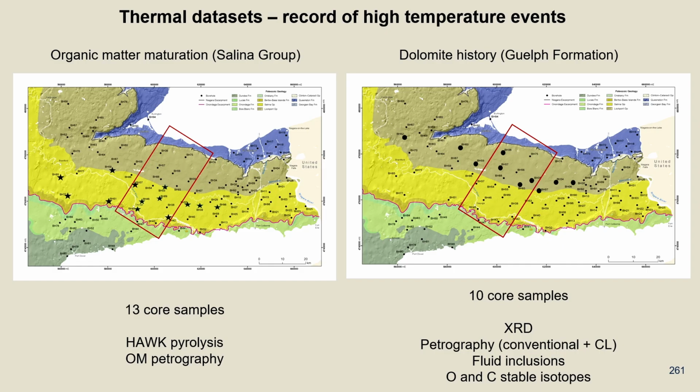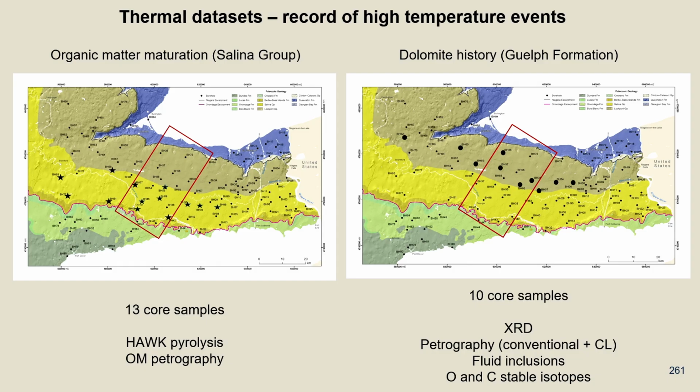Let's go back now to the area of interest. How can we document the migration of high temperature fluids in this area? Because these are old events, they're Silurian in age. Do we have any evidence in the rock record that these high temperature fluids were likely present at that time? So we will use two thermal data sets to evaluate this possibility.